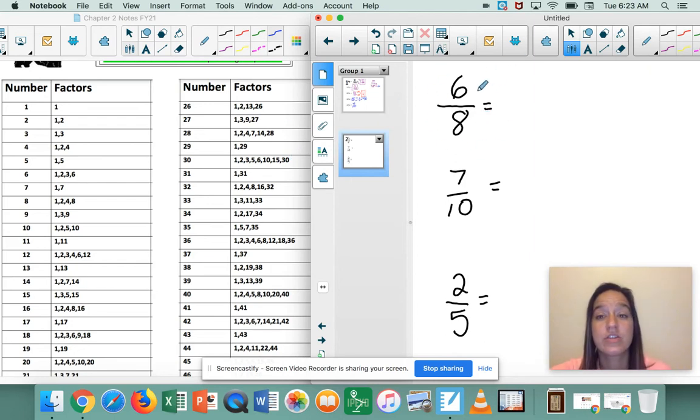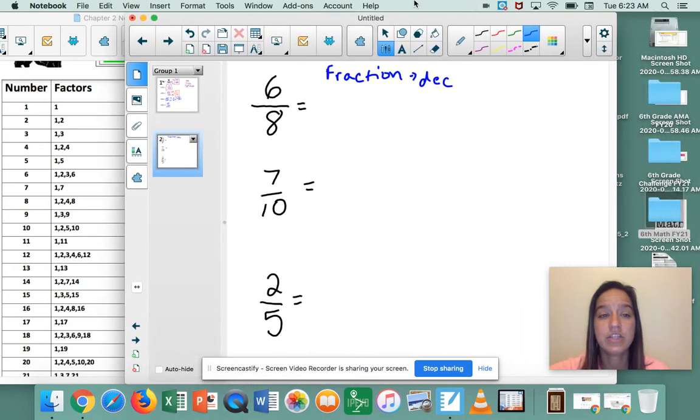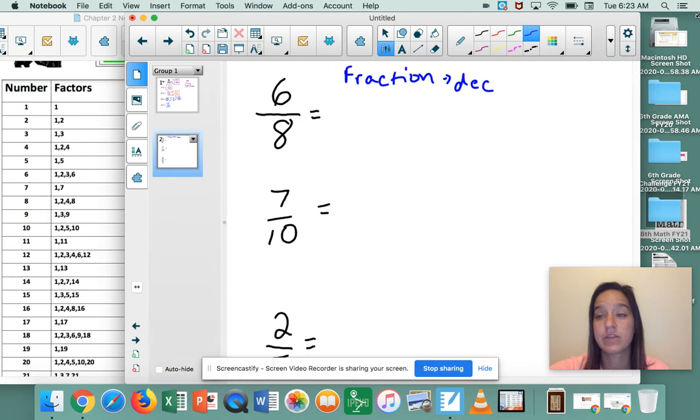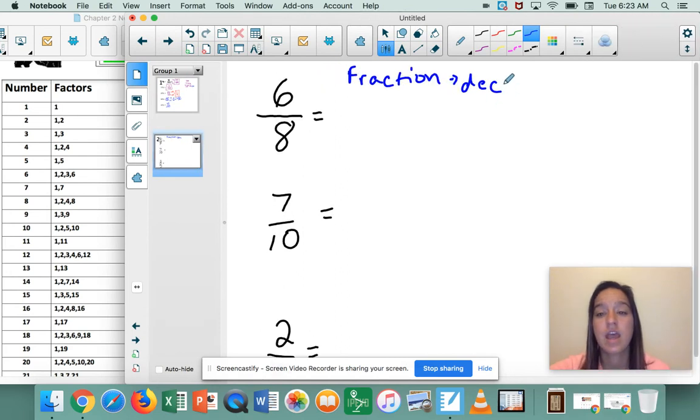So to change a fraction to a percent, we're going to go from fraction, then we're going to change it to a decimal. I very quickly went over this yesterday, and I actually am not going to need my factor sheet, so I'm going to go ahead and make this a little bigger. I change it to a decimal, and then I change it to a percent.